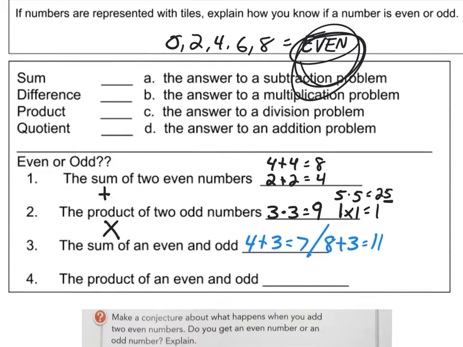And the last one, the product of an even and an odd. So let's say even would be 4 times odd, 3. 4 times 3 is 12. Is 12 even or odd? 6 times 3, 18. So let's make a statement. If you multiply an even with an odd, you will have an even product. Even with an odd, you'll have an even product. So these are some examples of evens and odds.